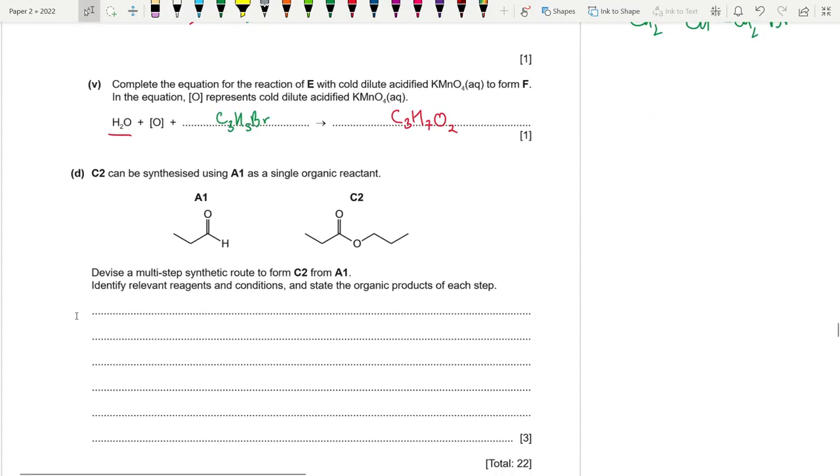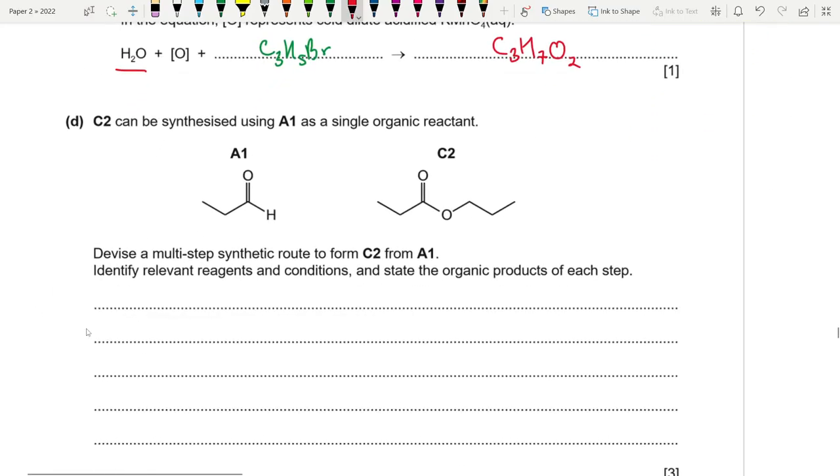Now C2 can be synthesized using A1 as a single organic reagent. So what is A1? It's basically a 3-carbon aldehyde, propanal. And what is this compound over here, C2? It's a 1, 2, 3, 1, 2, 3, a 6-carbon ester, propyl propanoate. So you have propanal, which is an aldehyde. You can convert propanal to propanoic acid by oxidizing it, and you can reduce propanal to get propan-1-ol. Then they can undergo esterification, propan-1-ol and propanoic acid, to form propyl propanoate. So that is the logic.